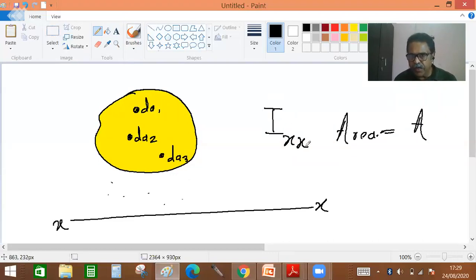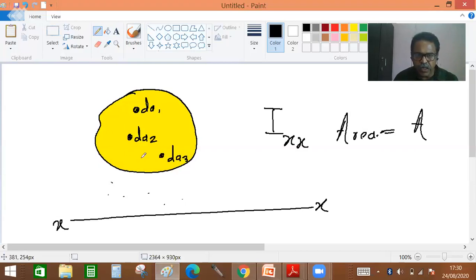About which axis are you finding it now? About the x-axis. Means what? You have to calculate the moment of inertia of this lamina or area about this x-axis. So you are referring to this x-axis over here. That is the moment of inertia about the x-axis. How is it taken, as earlier? It is a second moment of area.